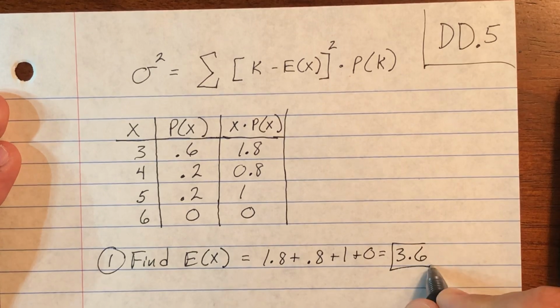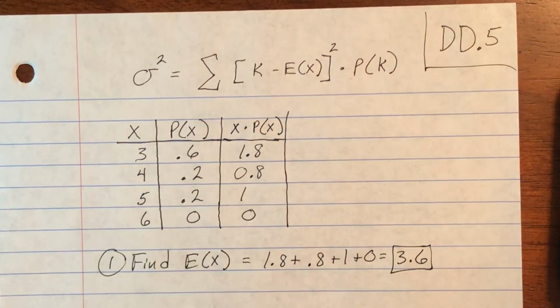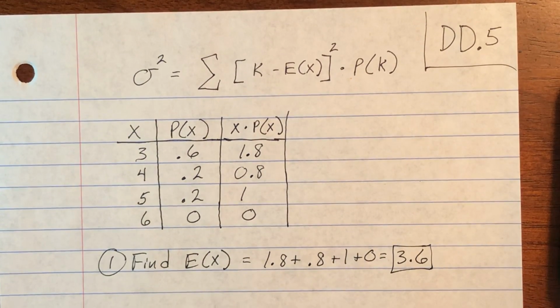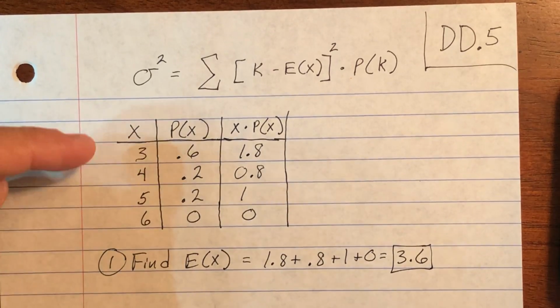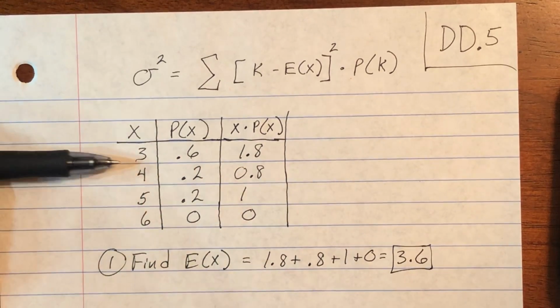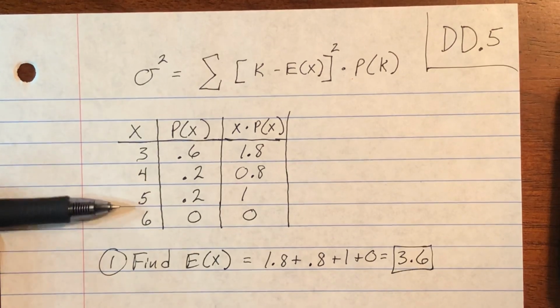So now I know what the expected value is. The expected value is 3.6. That's like the mean or the average of this set of data. So just think about that for a minute. You've got 3s, 4s, 5s, and 6s.